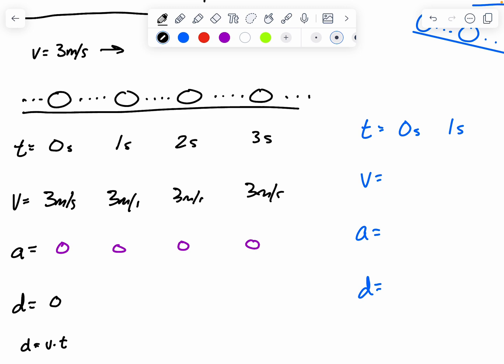So the velocity here is 3, the time is 1, so we've gone 3 meters. The velocity here is 3, and then we've got 2 seconds, so it's 6 meters, and 3 times 3 would be 9 meters. And you see the pattern. We could keep going on and on. 3 times 4 would be 12 at 4 seconds, and so on and so forth.